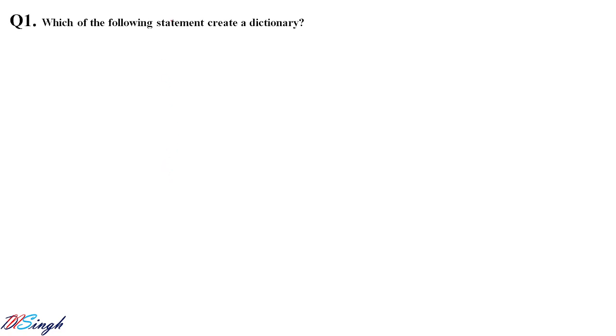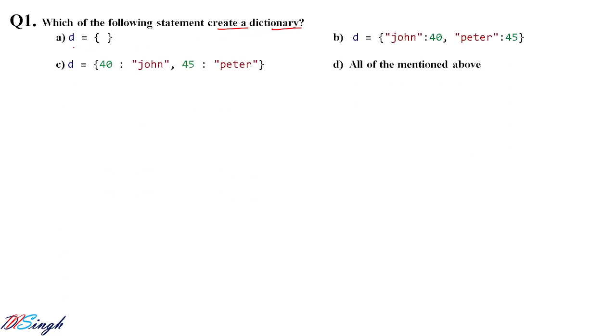Which of the following statements creates a dictionary? They have given these 4 examples here. Option 1 is saying d equal to curly brackets. We know that dictionaries are declared inside curly brackets, tuples are declared inside parentheses, lists are declared inside square brackets, and strings are declared inside single quotes, double quotes, and triple quotes. Okay, so you have to keep that in mind. So this first option is okay. This is going to create a dictionary.